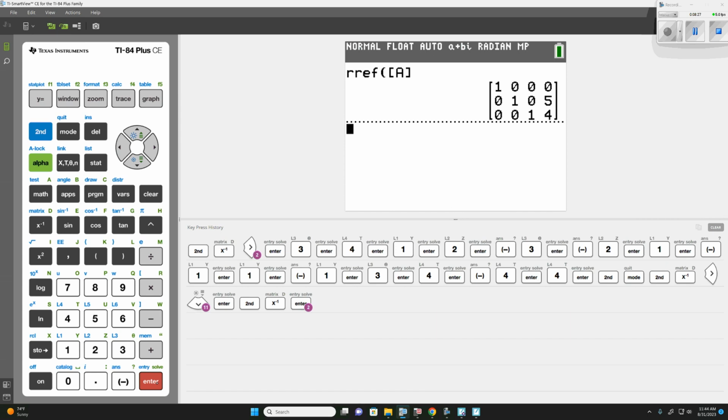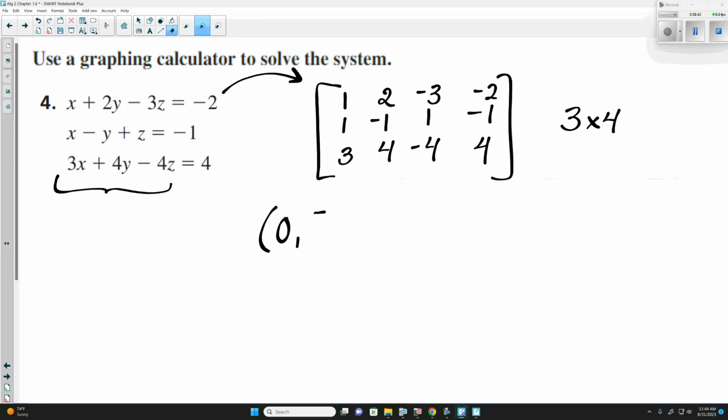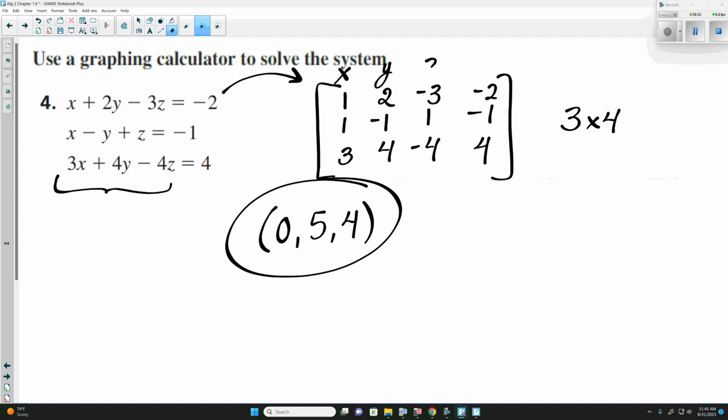Now, as we went over yesterday, as long as we have the equations set up originally as x, y, z, our solution from top to bottom is going to be x, y, z. 0, 5, 4. So the solution for this is 0, 5, 4. And that's it. So the answer for this here is the point (0, 5, 4). It's just the last column. As long as we put our x numbers first, y second, z third, the solution is going to be x, y, z.